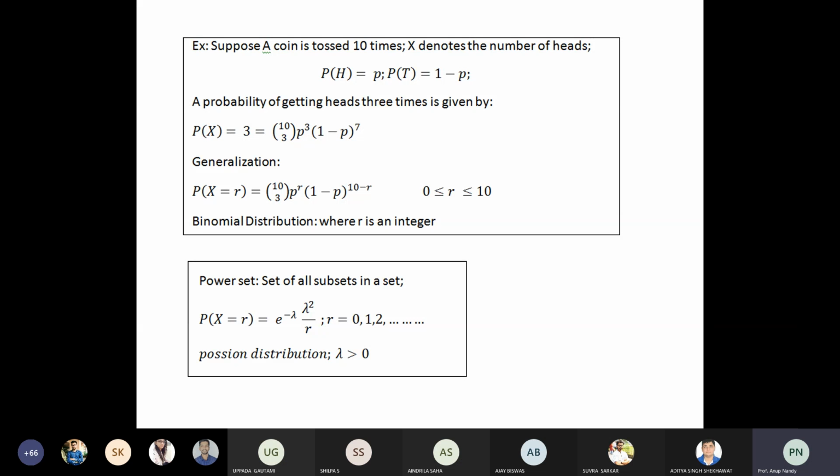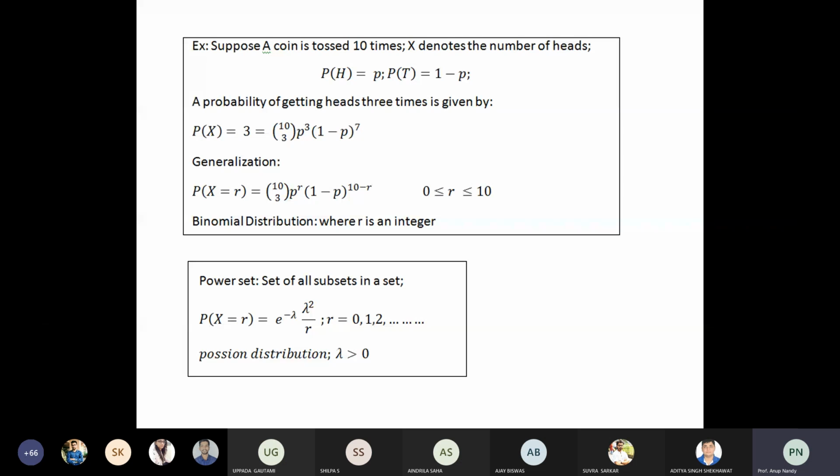We are simply writing P(X equal to r), where X is equal to 3. What is the probability of getting heads 3 times? That is 10C3, because a coin is being tossed 10 times, then p to the power r, meaning p to the power 3, and then (1 minus p) to the power n minus r, where r ranges from 0 to 10. In the binomial distribution, r is an integer. In this way you can have it.